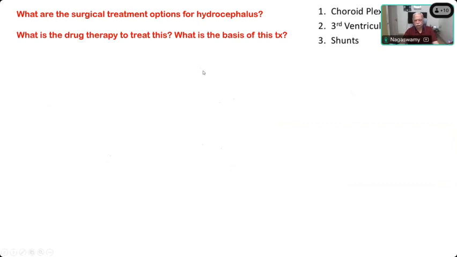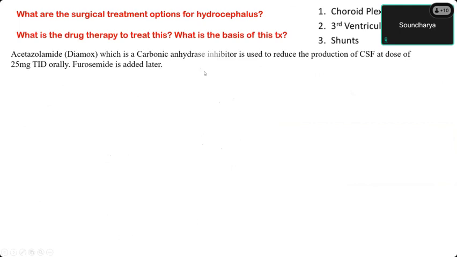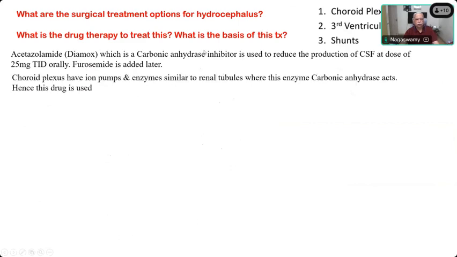What drug therapy is used to treat this? What is the basis of this? Diuretics. Acetazolamide is a carbonic anhydrase inhibitor used to reduce the production of CSF at a dose of 25 mg/kg orally. Furosemide is added later. What is the basis? The choroid plexus has ion pumps and enzymes similar to renal tubules, where the enzyme carbonic anhydrase acts. Hence, this drug is used for treating this condition also.